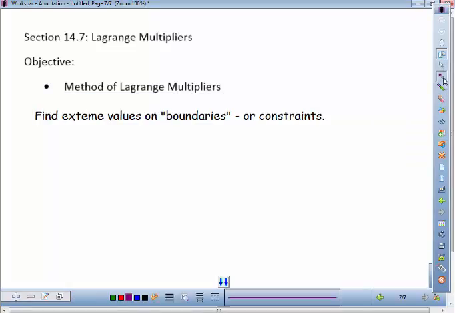Yeah, now we're 14.8. Not labeling my stuff correctly. Thanks. All right.